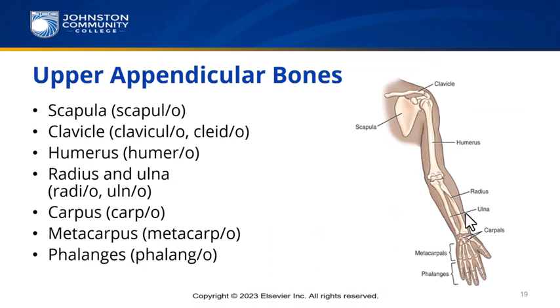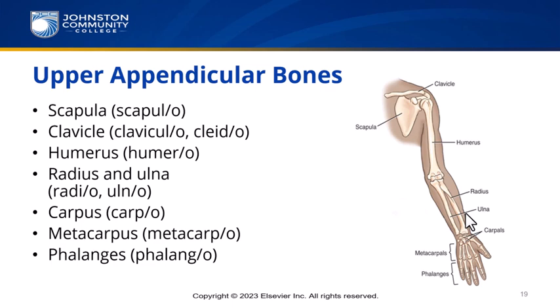Let's go a little bit deeper in these upper appendicular bones. So we have the scapula, which you can see here is our shoulder blade, gives us combining form scapulo. Then we have clavicle, which gives us claviculo and clido. Then we have our humerus, which gives us humero. Radius and ulna, that gives us radio and ulno. Then we have carpus, which gives us carpo.